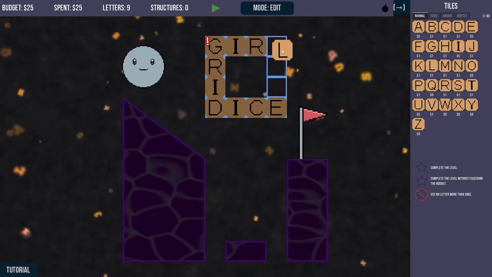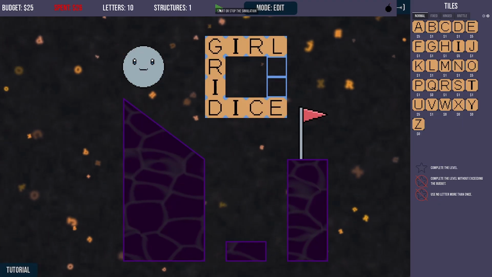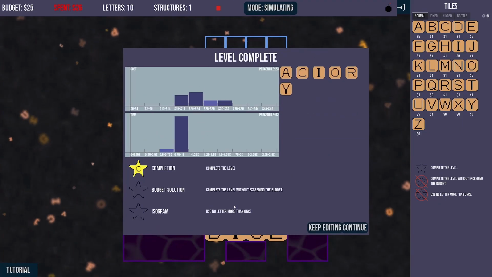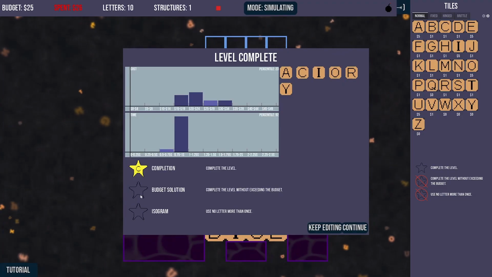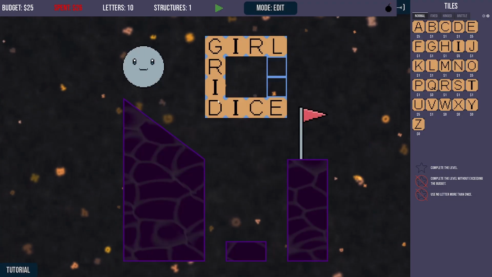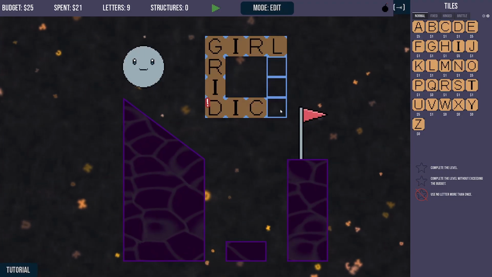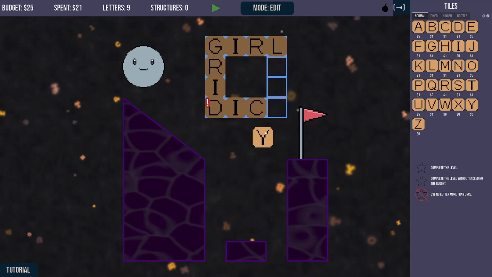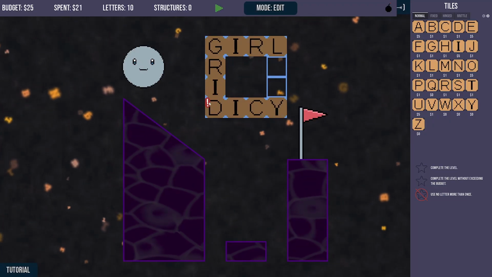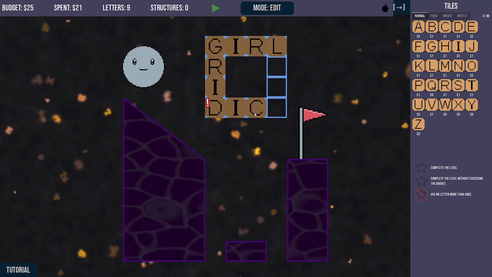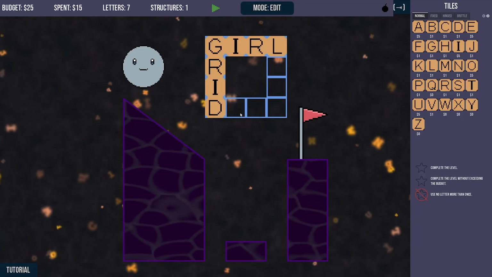A major focus of the game has been on giving players optional extra challenges to engage with as they wish, so you'll see on this level end screen some optional challenges and a histogram comparing my solutions to global averages. And now you can see I'm going back and editing my solution in order to stay under the budget. I didn't have to do this, but I wanted to.